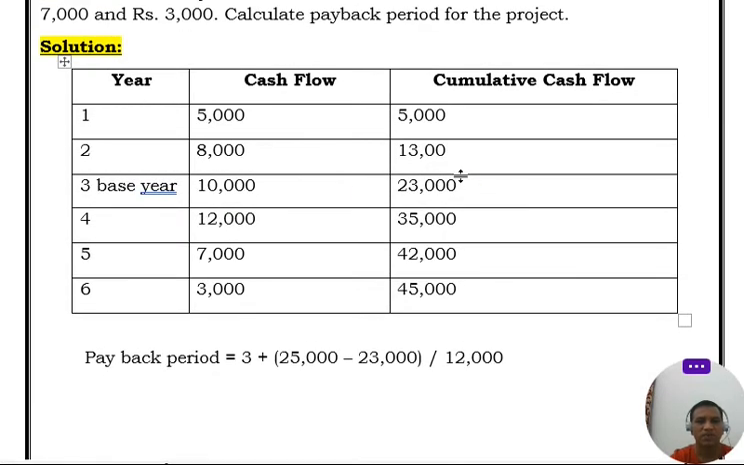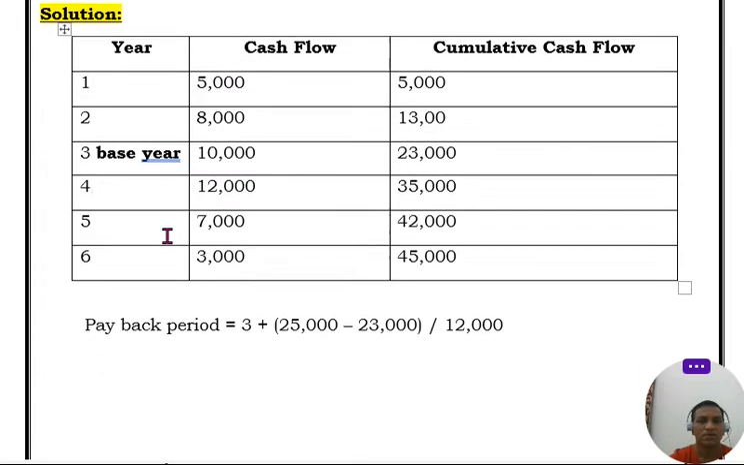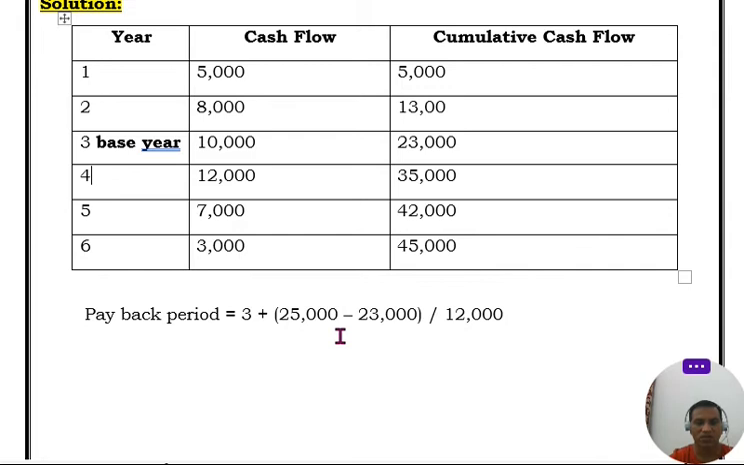So it lies between the year 3 and 4. 3 full years and part of the fourth year. So the third year is known as the base year. So 3 plus the balance amount to be recovered. How will we know the balance? The cost of the project is 25,000. Here how much did you recover? Only 23. So the balance is 2,000. So 25 minus 23, 2,000, divided by that one.